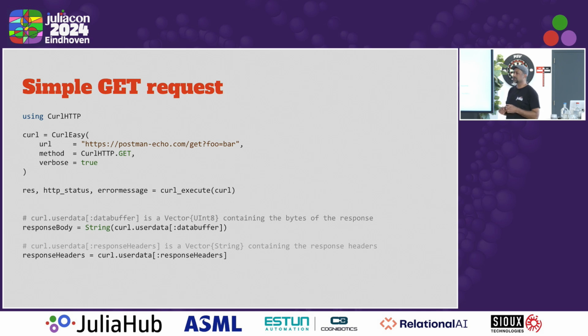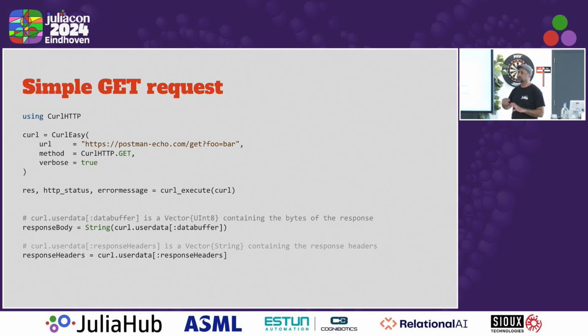The HTTP status code, which is whatever your HTTP server responds with, and then any error message. Once it's done that, it also stores all of the response data within this data buffer as a uint8 vector, right? And you can get the response body by just converting that to a string. And response headers are also stored in response headers as a vector of strings. So this is the simplest way of calling it.